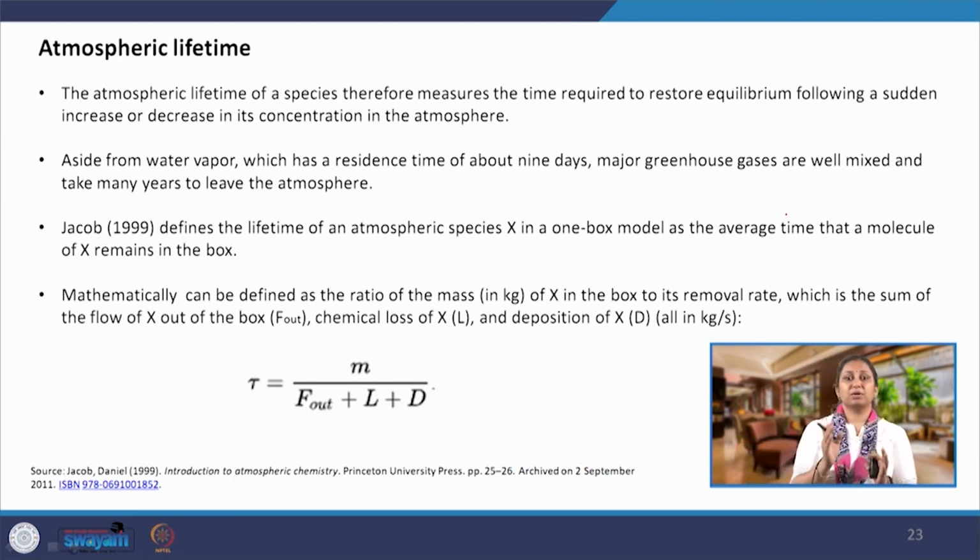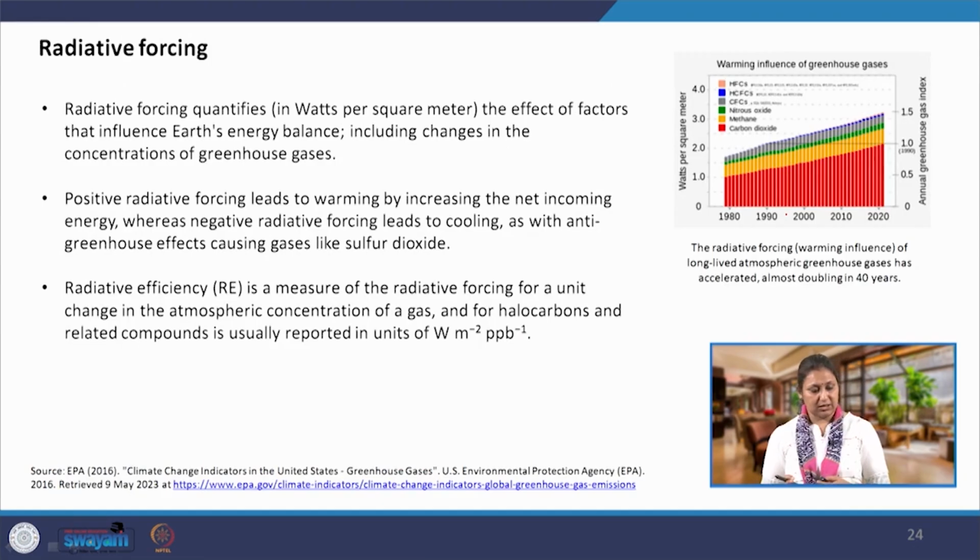Carbon dioxide, we consider its atmospheric lifetime to be 1, and we compare everything with that lifetime and with that radiative forcing. So, radiative forcing is quantified in watts per square meter. It quantifies the effect of factors that influence Earth's energy balance, and that includes changes in the concentrations of greenhouse gases. So, the greenhouse gas effect or radiative forcing is required to a certain extent, but when it becomes excessive, that is when the problem starts, and that is what we are dealing with today.